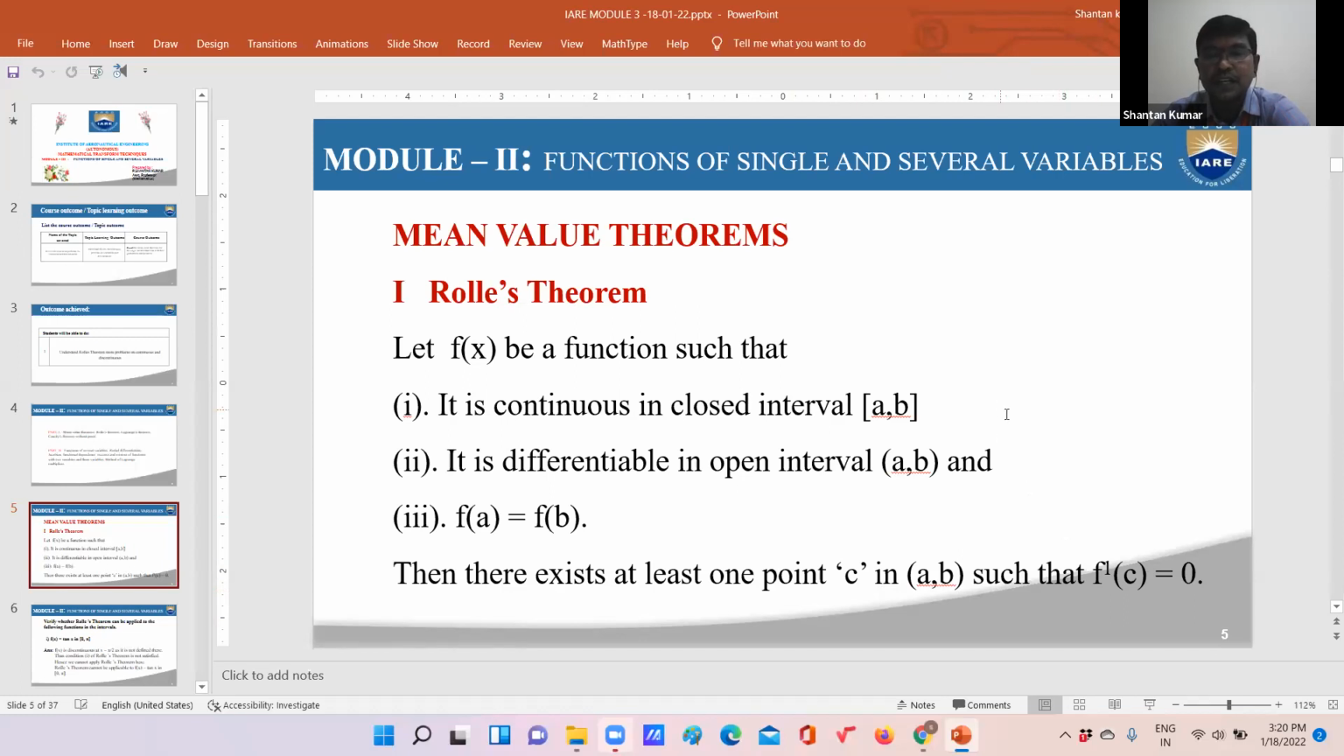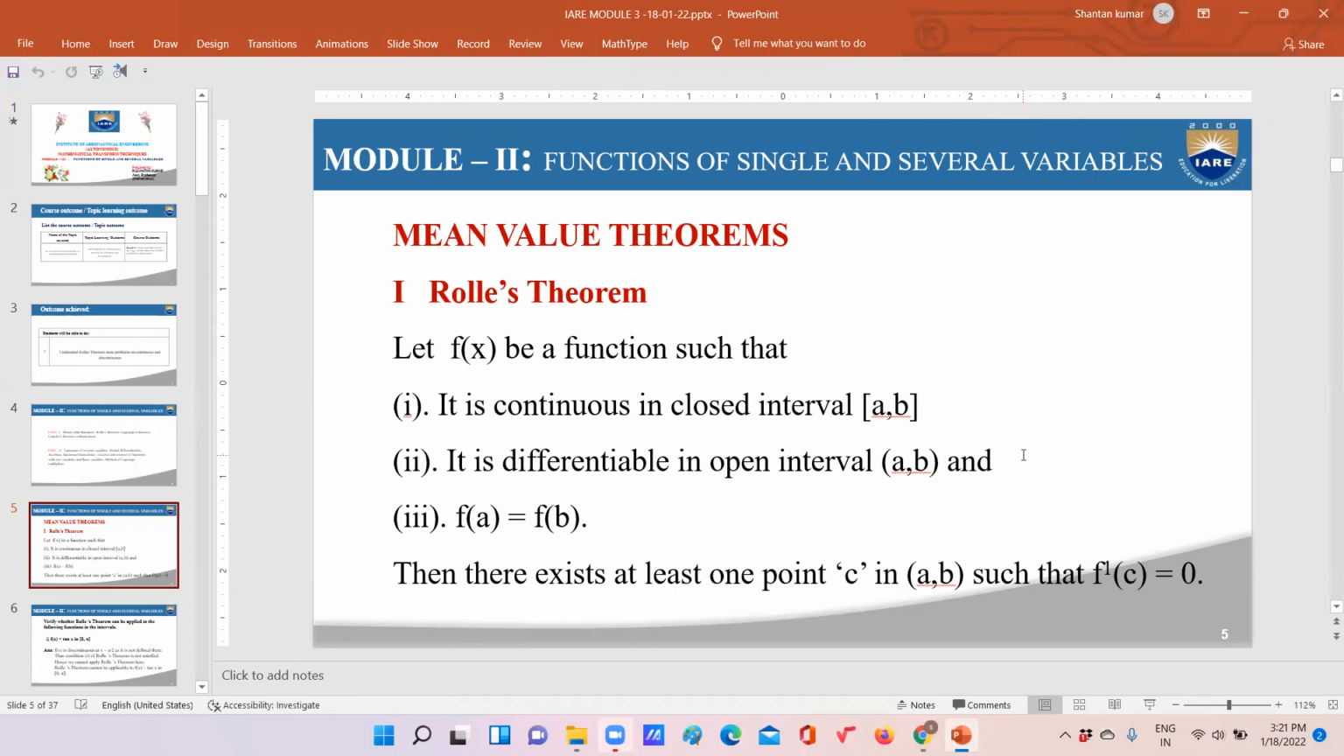Okay, if the three conditions are satisfied and f dash of c is equal to 0 for some c belonging to a comma b, then the function satisfies the Rolle's theorem conditions. And if at least any one of the conditions does not hold, then automatically Rolle's theorem does not hold. I discussed clearly yesterday the meaning of closed intervals and the meaning of open intervals.